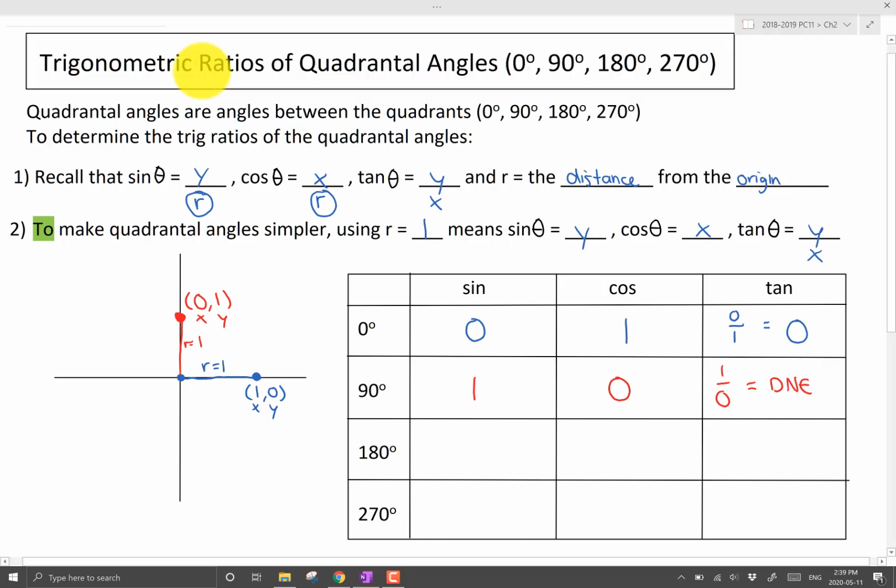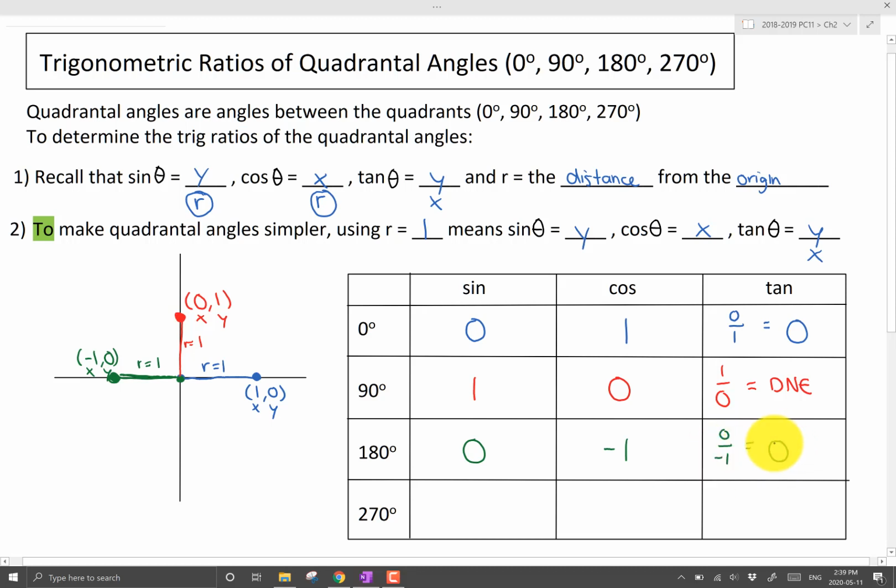All right, the next angle, which is 180 degrees. If we take, again, a distance of 1 from the origin to a point on the negative x-axis, we know that coordinate would be (-1, 0). That would mean that the ratios for that angle would be 0 for sine, negative 1 for cos, and 0 over negative 1, or in other words, 0 for tan.